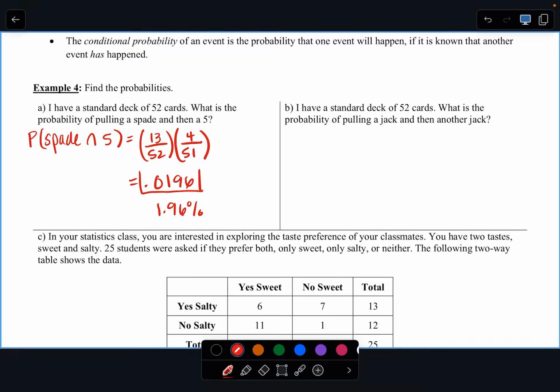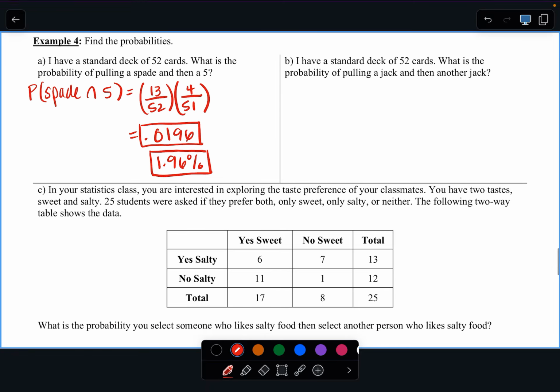So the only thing you have to evaluate, because you treat the questions exactly the same, is you have to determine, am I putting things back or am I keeping them out? Because then that's going to change that second fraction.